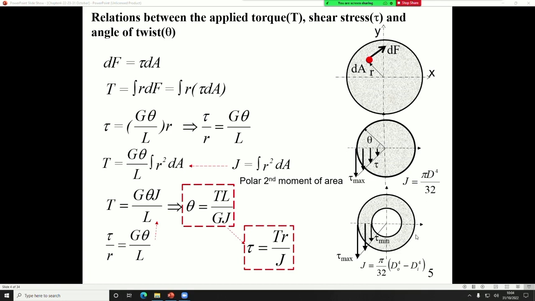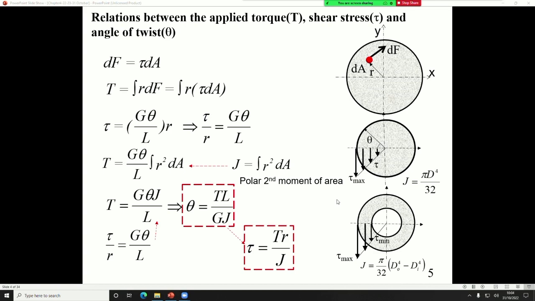Now, these two equations are also applicable to a hollow cylinder. The only difference is the definition of J. In this case, it is pi over 32 multiplied by the fourth power of outer diameter minus the fourth power of inner diameter.